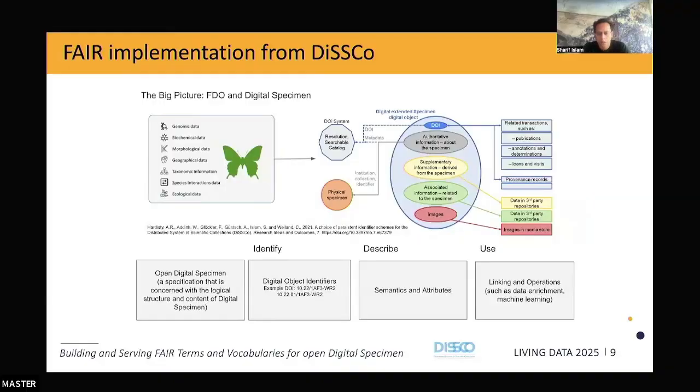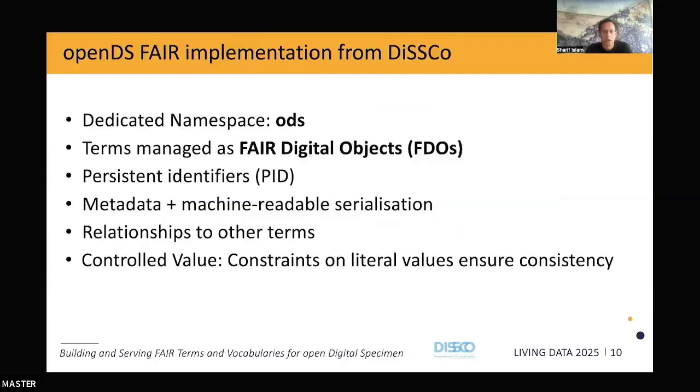So together, all these belong to the Darwin Core vocabulary, but we have the term and the value that's related to the term. So how this fits into the DISCO ecosystem is that we have the digital specimen, which is our way of identifying and describing the digital specimen. And then within these specimens' data schema, we have different properties, semantics, and attributes, and that's where the FAIR vocab and terms will come in. We will have a dedicated namespace, ODS, for Open Digital Specimen. The terms will be managed as FAIR digital objects. That means that each term will get a PID. In metadata and machine-readable serialization, we'll describe the relationships to the other terms, and of course, there will be some constraints on the values to ensure consistency.